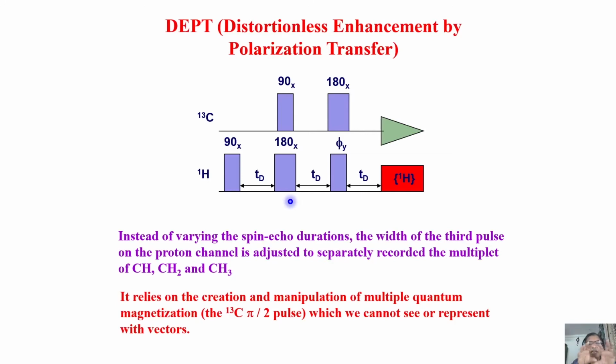Then what will happen? It is like robbing the rich and giving to the poor. Now the carbons, which are less sensitive, become more sensitive because they have more magnetization. So detection becomes much better. You can enhance the signal to noise ratio. There is a way to do that. This is the polarization transfer technique. A detailed discussion will follow, but at the moment you understand this is distortionless enhancement by polarization transfer.